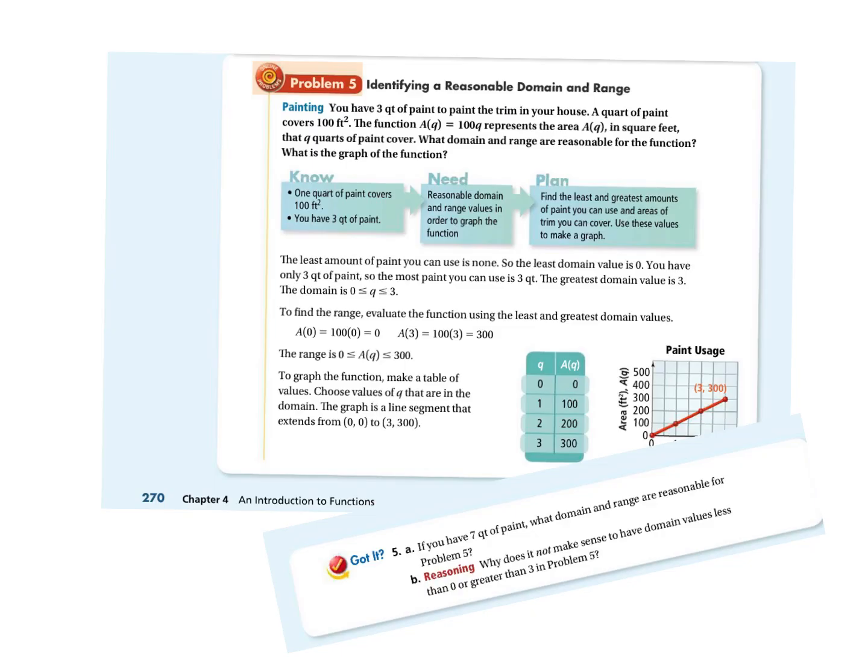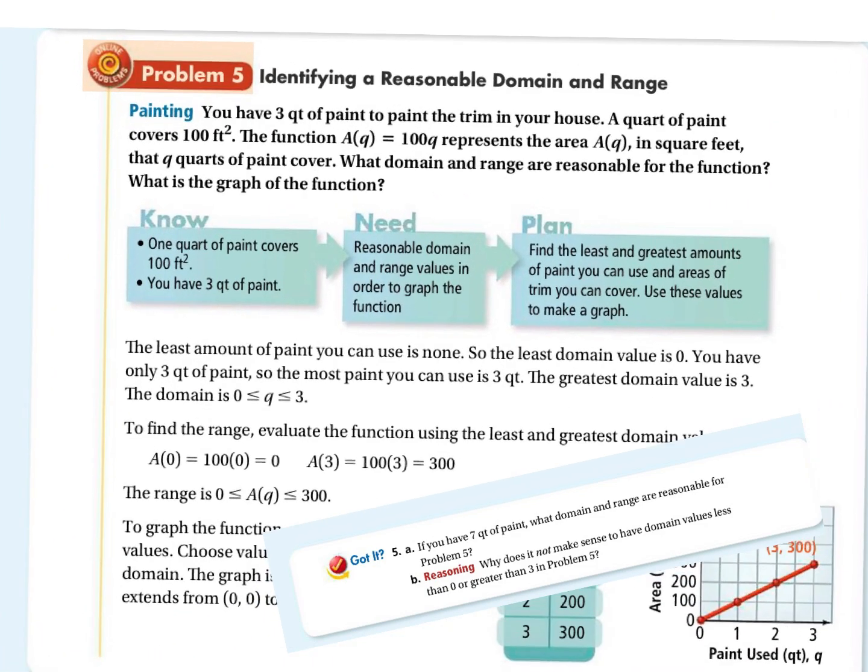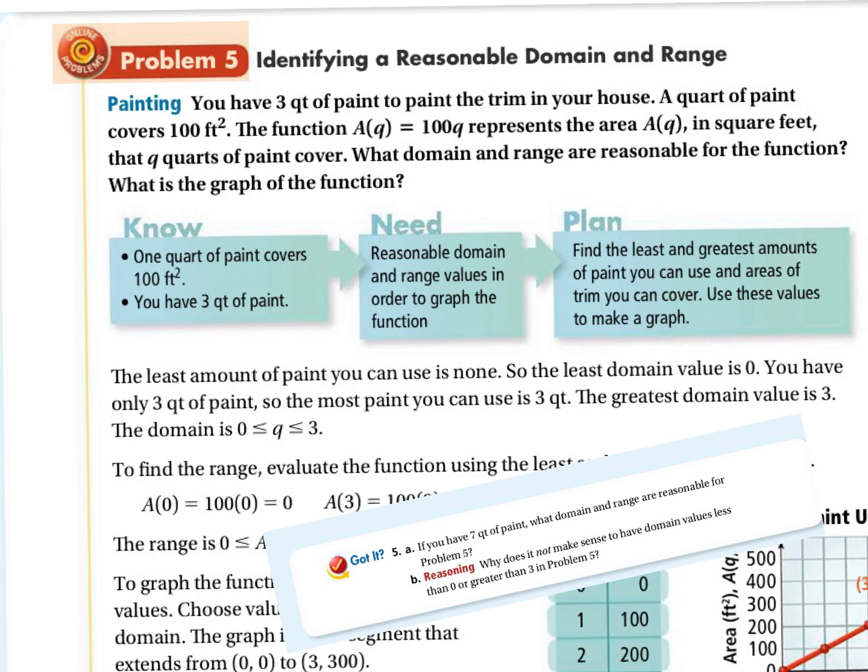Problem 5 is identifying a reasonable domain and range. If you have 3 quarts of paint to paint the trim in your house, and a quart of paint covers 100 square feet, they have a function that represents the area that Q quarts of paint covers, and what domain and range are reasonable for the function, and what is the graph of the function. So if we think about this, 1 quart of paint covers 100 square feet, and we have 3 quarts. So that would be 300 square feet that we could cover.